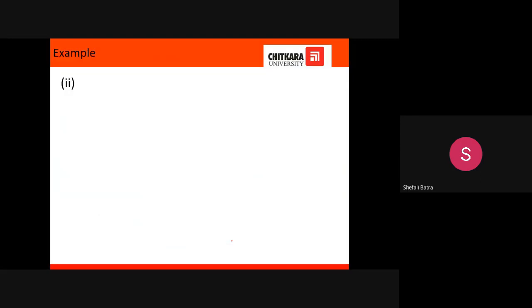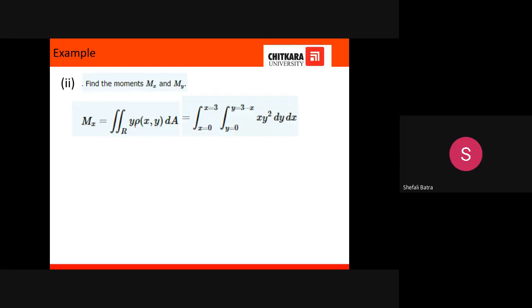Right? Similarly, for the same question, find the moment about the x-axis and the moment about the y-axis. The formula for moment about the x-axis is double integral of y rho dA. So you'll be writing y rho dy dx. We are making a vertical strip and the limits are 0 to 3 minus x and 0 to 3. So what is the change? You'll be multiplying this rho, xy, with y, so it becomes xy square dy dx. The limits would be the same. Then evaluate the integral. This would be your answer.